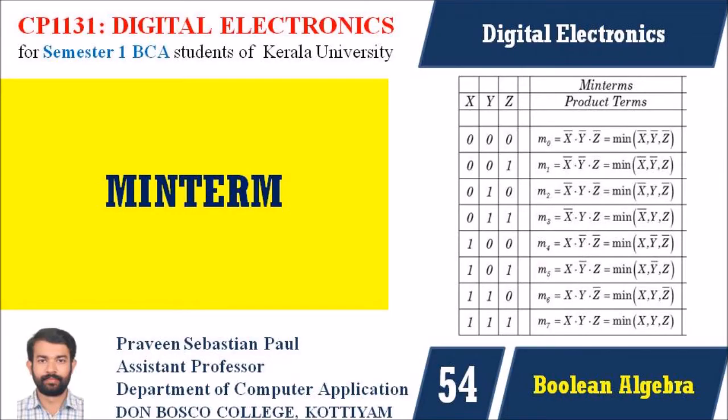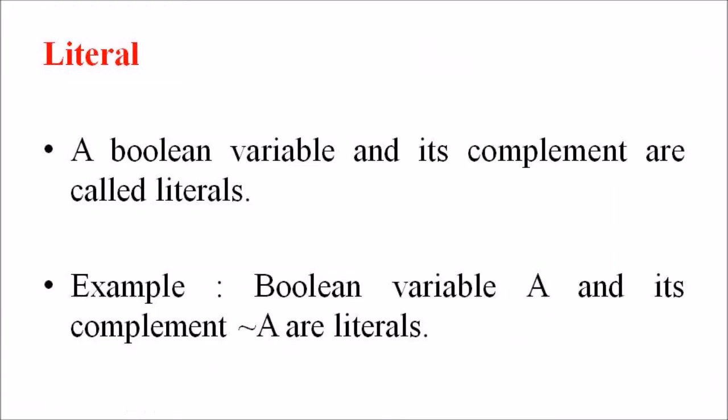In this tutorial we are learning Minterm. So before going to the Minterm, let us discuss another term, literal. A Boolean variable and its complements are called literals. For example, a Boolean variable a and its complement, a complement or a negation, is known as a literal.